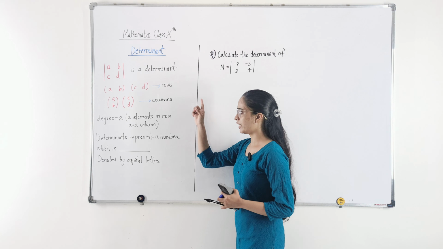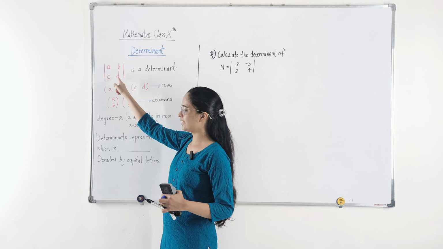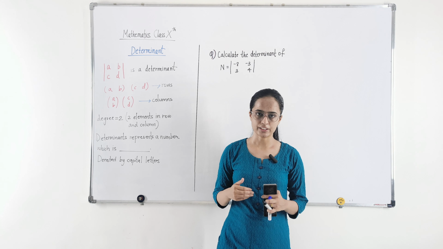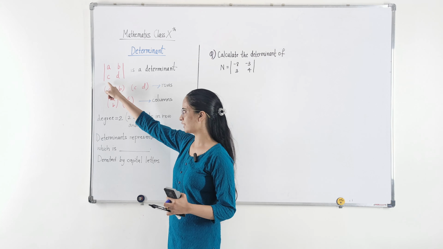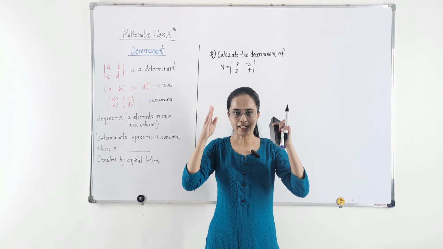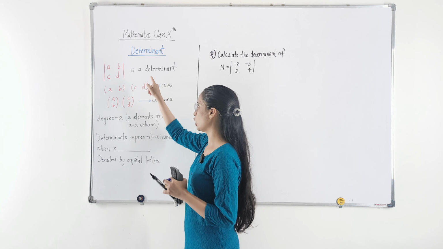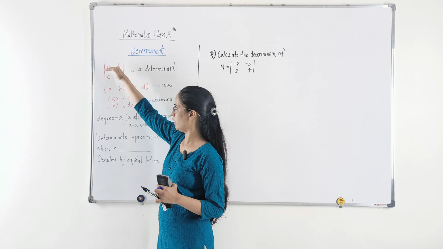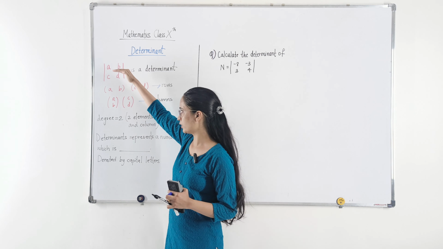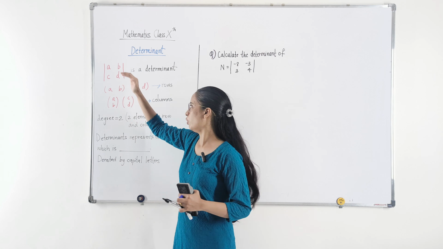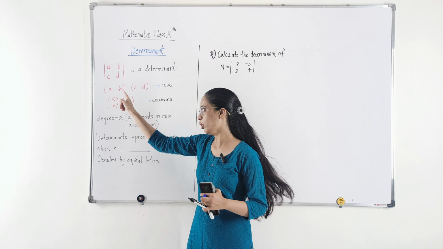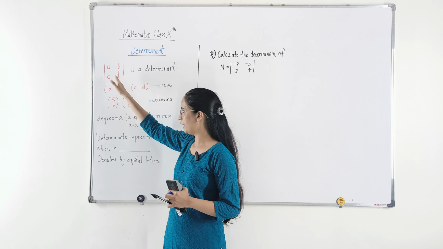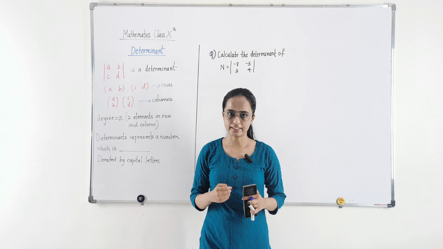So any arrangement of this form where A, B, C and D, these are real numbers, so they can be either positive numbers, they can be negative numbers, or even zeros also, placed inside two vertical lines or rods, in this arrangement is called a determinant. Now the horizontal arrangements are nothing but the rows. So your A and B lie in the first row and C and D lie in the second row. So this arrangement is the row arrangement, whereas the AC and BD lying vertically are called the columns.